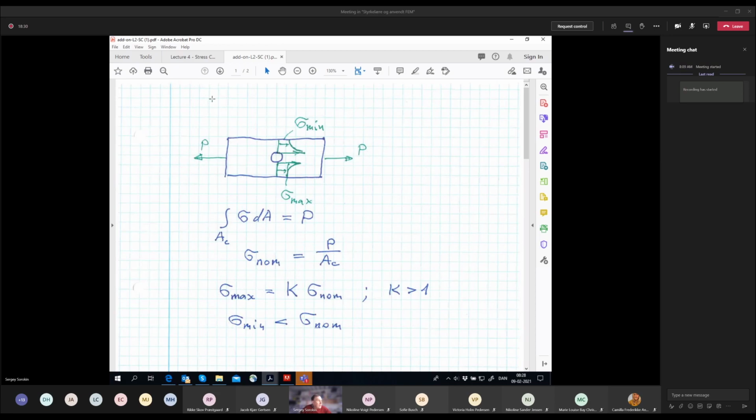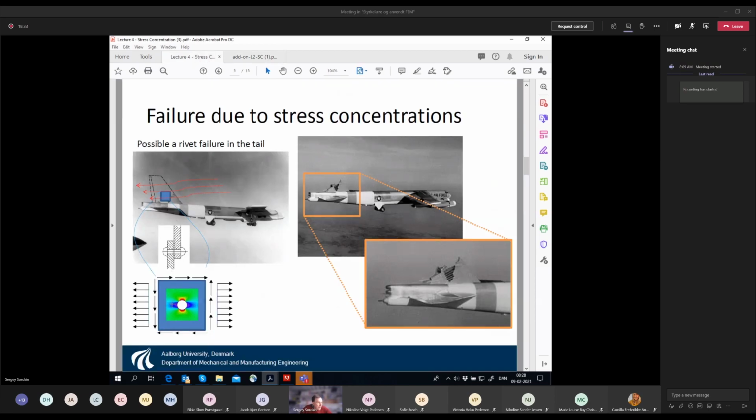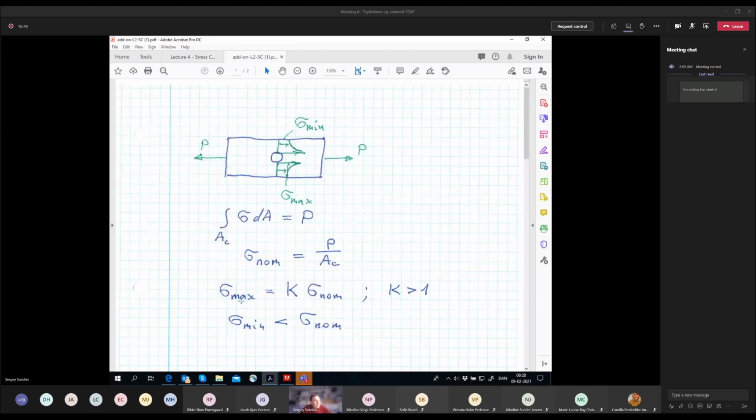But again, if we return to this picture, then it decays very fast. So you see, if you just step a little bit inwards, then the stresses decay dramatically. So it's really a very local phenomenon. And then this maximum stress in the immediate vicinity of this point is the stress concentration factor times the nominal stress, and of course the stress concentration factor is much larger than 1.